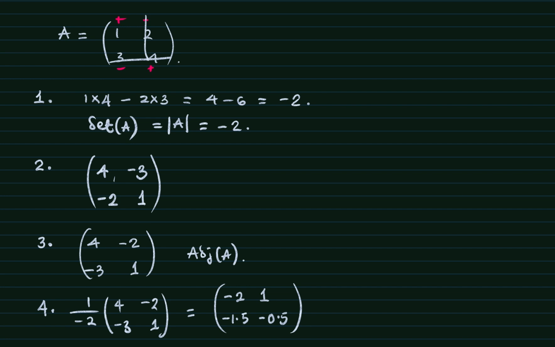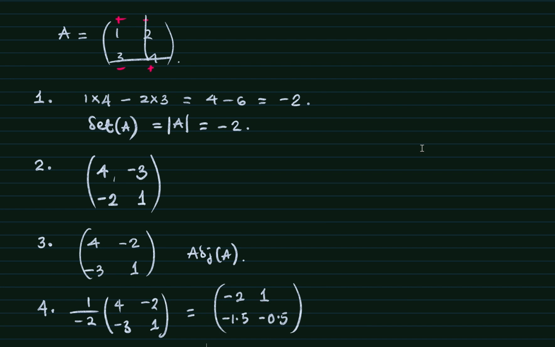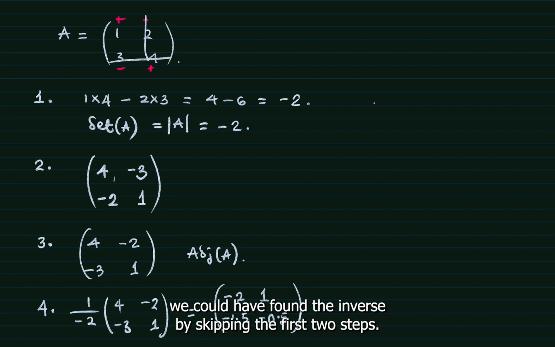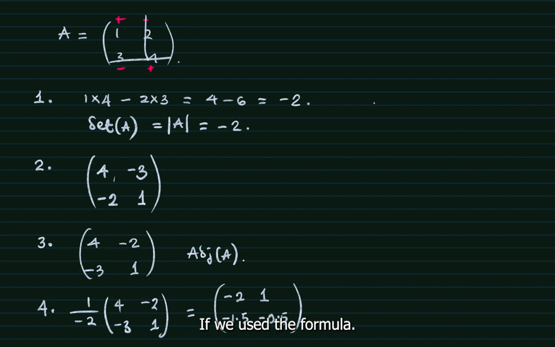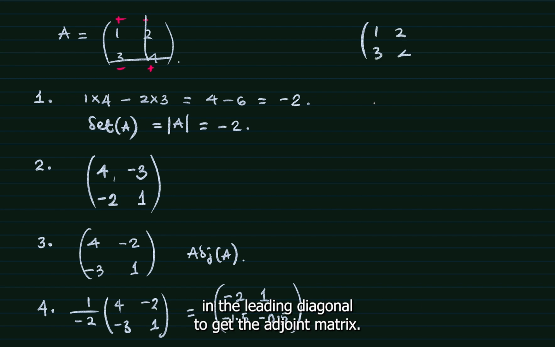We're going to stop here. In the next video, I expect to deal with the determinant of a 3 by 3 matrix as well as the inverse. But before I go, I just want to show you that we could have found the inverse by skipping the first two steps if we used the formula. Remember that I told you that what you need to do is to interchange the elements in the leading diagonal to get the adjoint matrix.